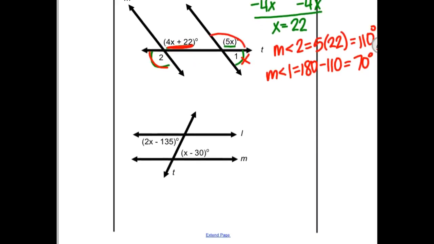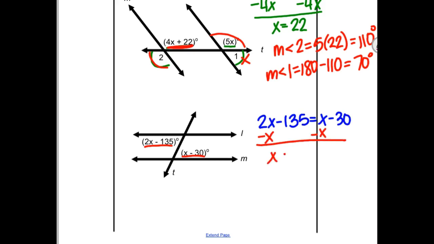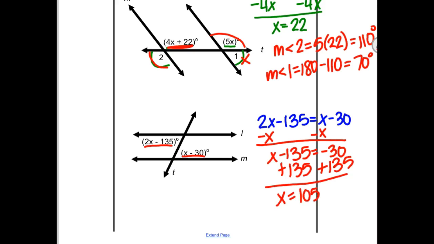All right, let's look at our last one for today. I know that these are considered alternate interior angles, and I know alternate interior angles are congruent. So that tells me that 2x minus 135 equals x minus 30. I'm going to start by subtracting x from both sides, which gives me x minus 135 equal to negative 30. Then I'm going to add 135 to both sides, which gives me x is equal to 105. At this point, I'm going to leave it at that. You can go back in and plug those in.